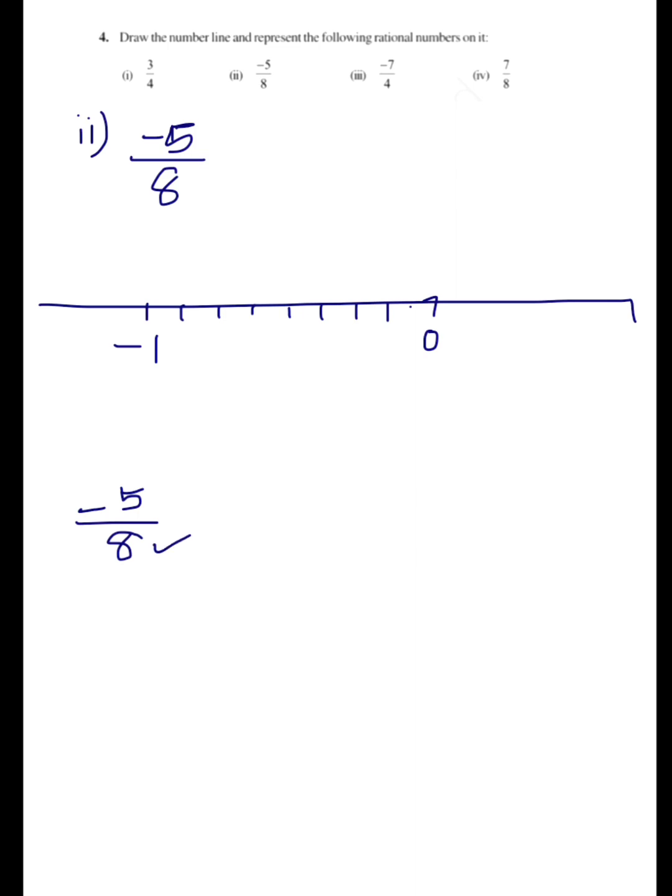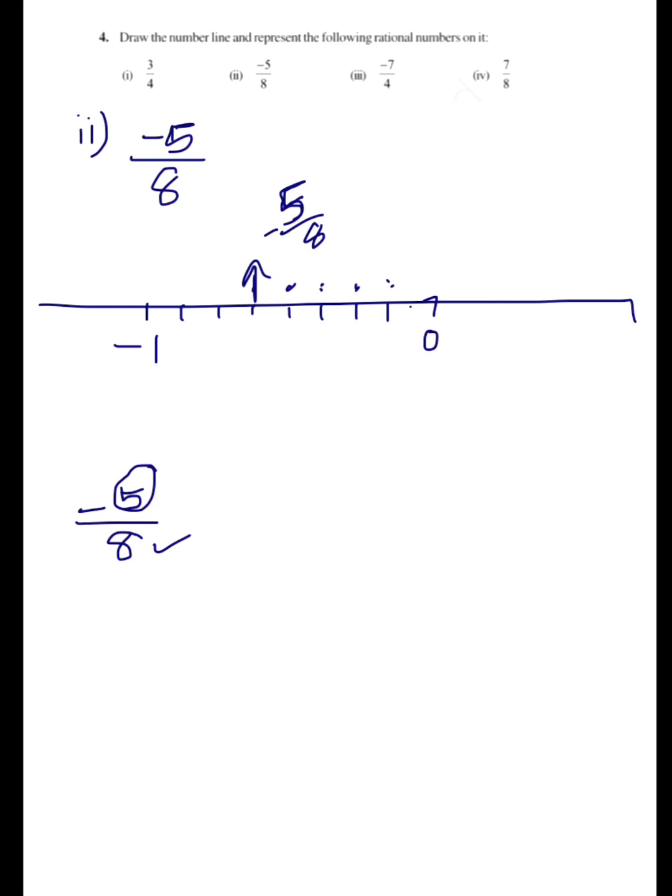Now we have marked 8 divisions. Among these, the fifth one. From 0 you have to mark always. Okay, so 1, 2, 3, 4, 5. This is the fifth one. So this will be minus 5 by 8. Okay, minus 5 by 8. It's very easy. So in this way you can mark.